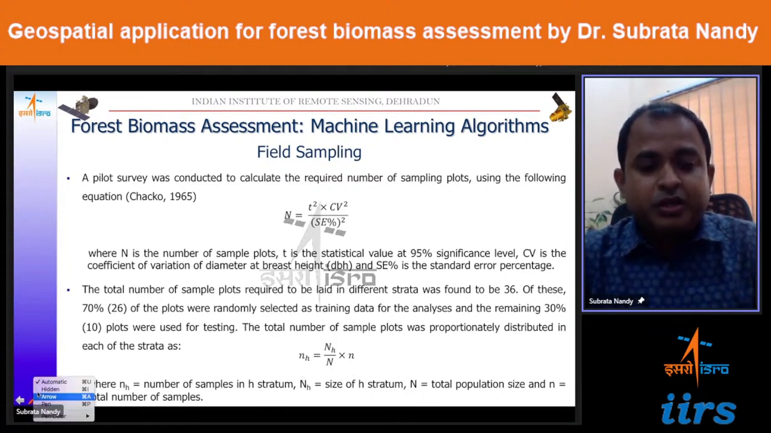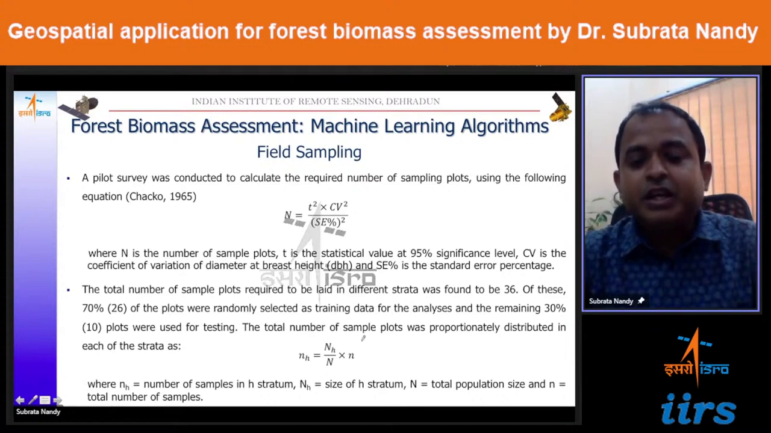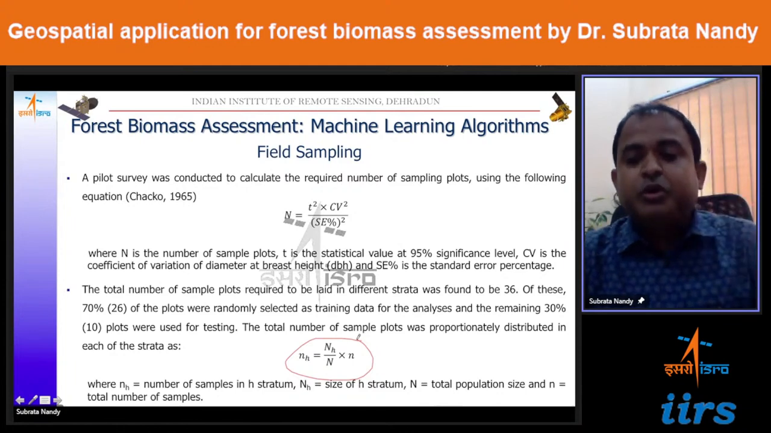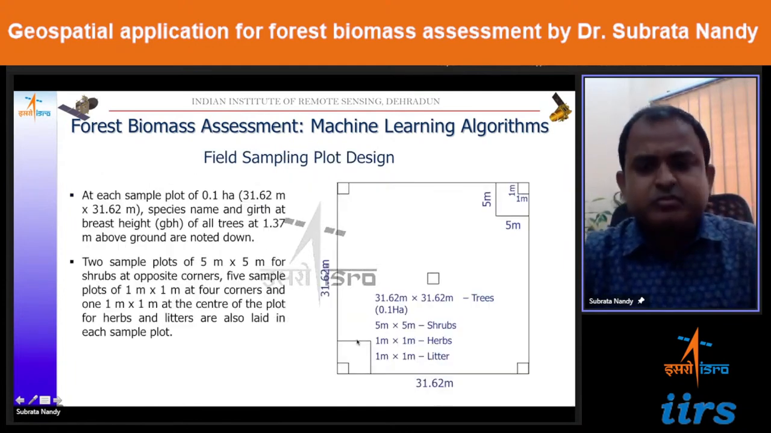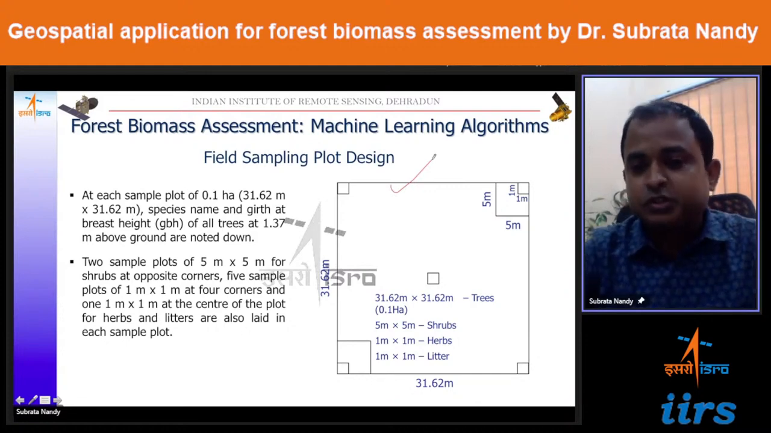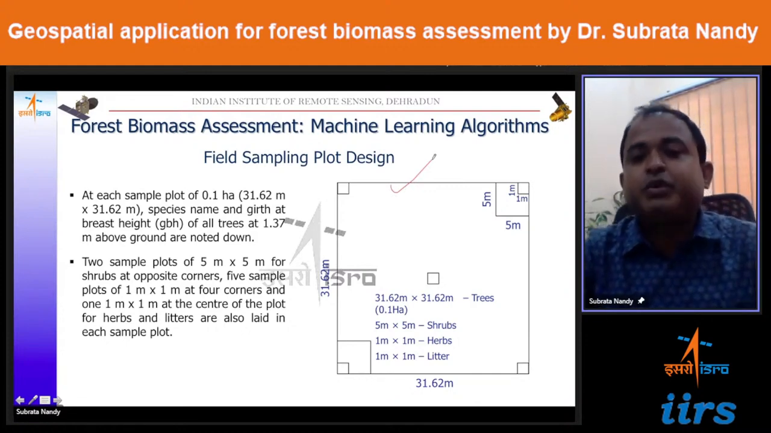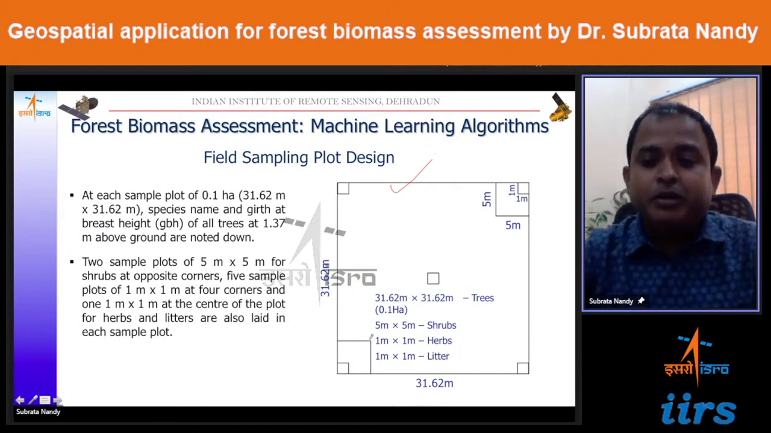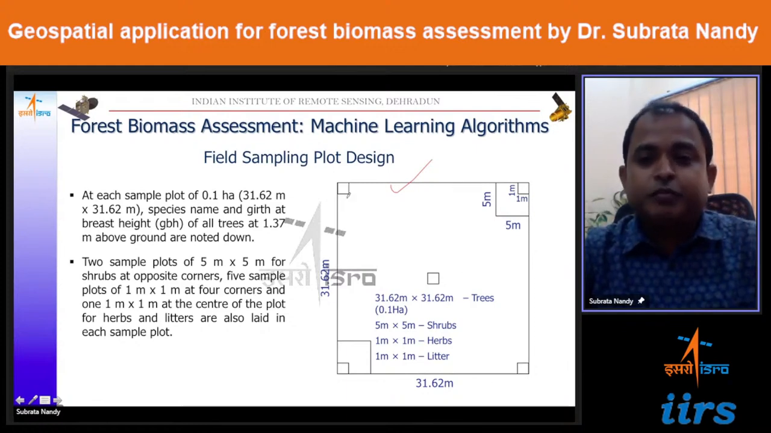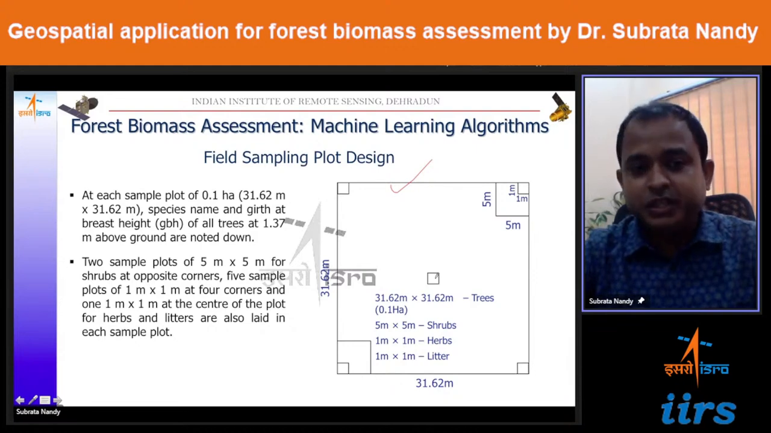Using this formula, we stratify the area into different strata, and ultimately we know how many sample plots in each category. Now the question comes: what will we be doing in these sample plots? If you see the sampling design, this plot is 31.62 by 31.62 meters, which is 0.1 hectare in size. This is used for trees. Then 5 meter by 5 meter plots at opposite corners are for shrubs, and there are 5 plots of 1 meter by 1 meter, 4 at the corners and one at the center, for herbs as well as litter.